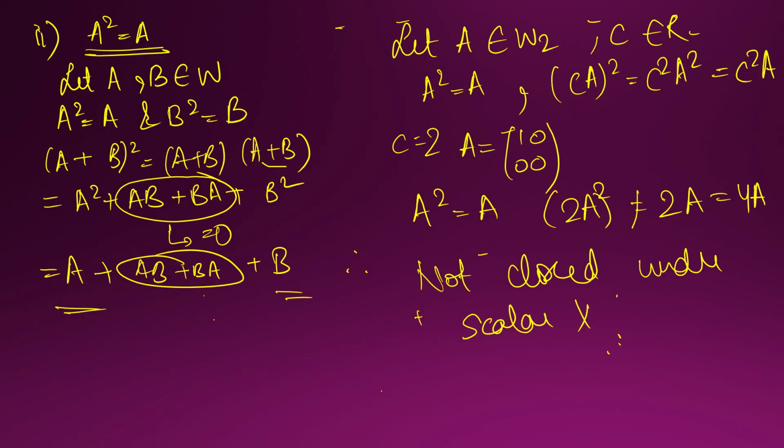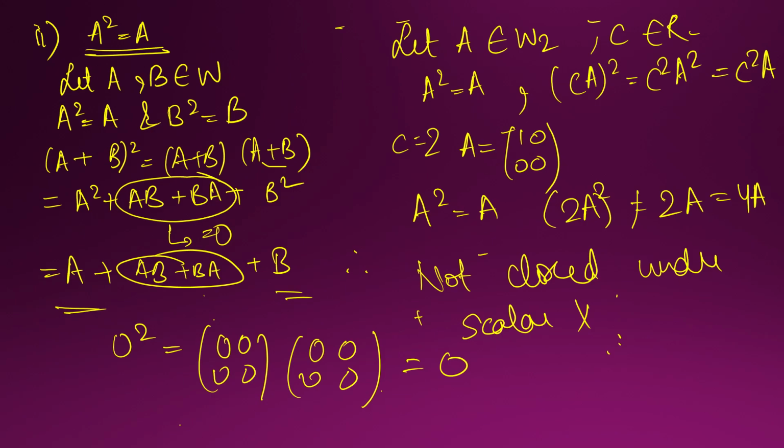So this is what you have to prove first for vector addition and then for scalar multiplication and then for the zero vector also. So 0 square is equal to 0 0 0 0 0 0 0 0. When you multiply it, you get the zero vector again. Therefore, it belongs to W. But two others have failed. So not a subspace.